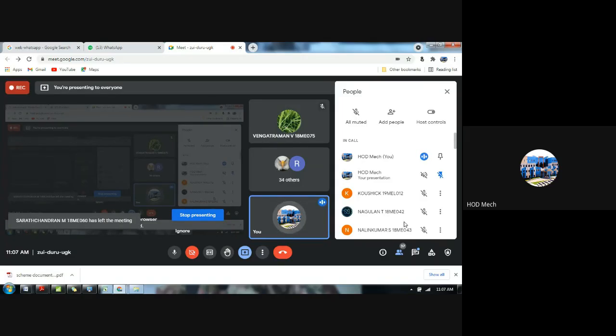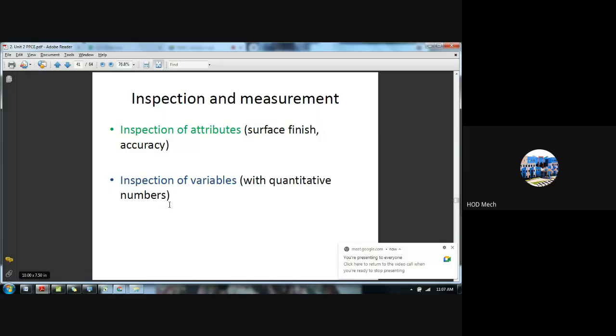In today's session, we will be continuing from the last session where we left off our content with respect to measurements. In the last session, we had inspection and measurement, where we talked about the types of inspection: inspection of attributes and inspection of variables. This is the last slide that we saw in the last class.